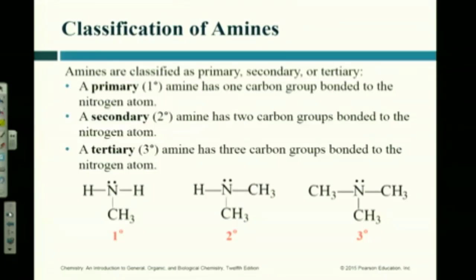Primary, first, 1 carbon attached to nitrogen. Secondary, 2 carbons attached to the nitrogen. Tertiary, 3 carbons attached to the nitrogen. Does this make any difference? Yes, it does. Just like it made a difference when we talked about reactions that alcohols can undergo. Tertiary alcohols cannot be oxidized, right? Secondary alcohols can only be oxidized to ketones. Primary alcohols can be oxidized all the way up to carboxylic acid.